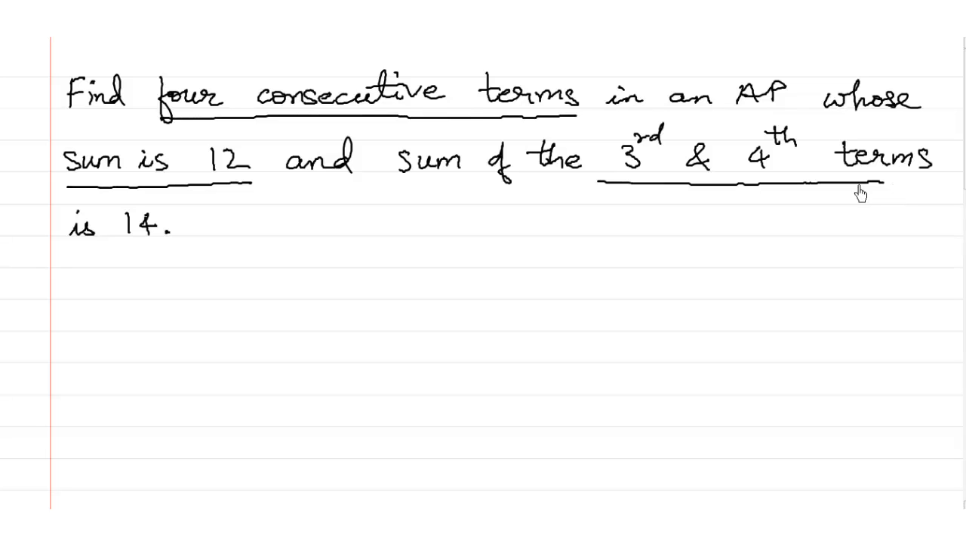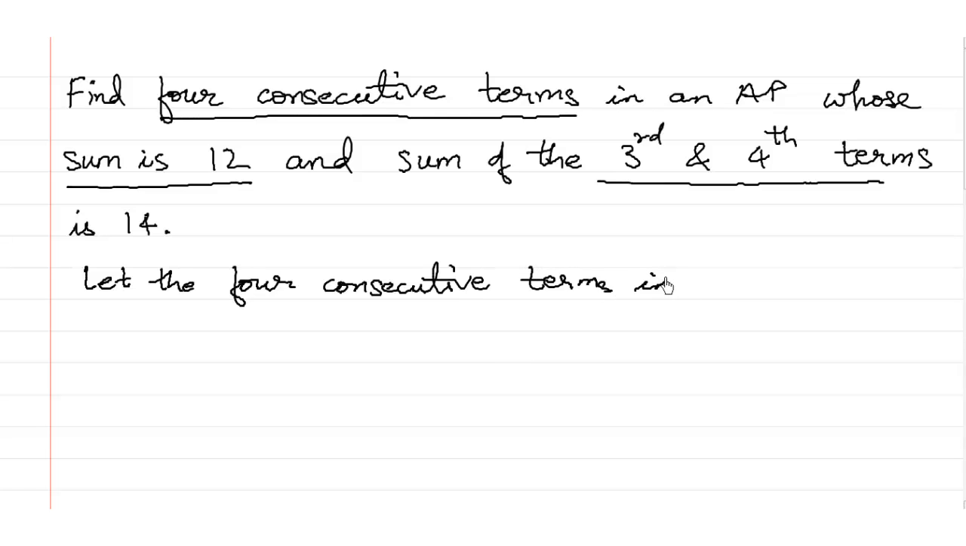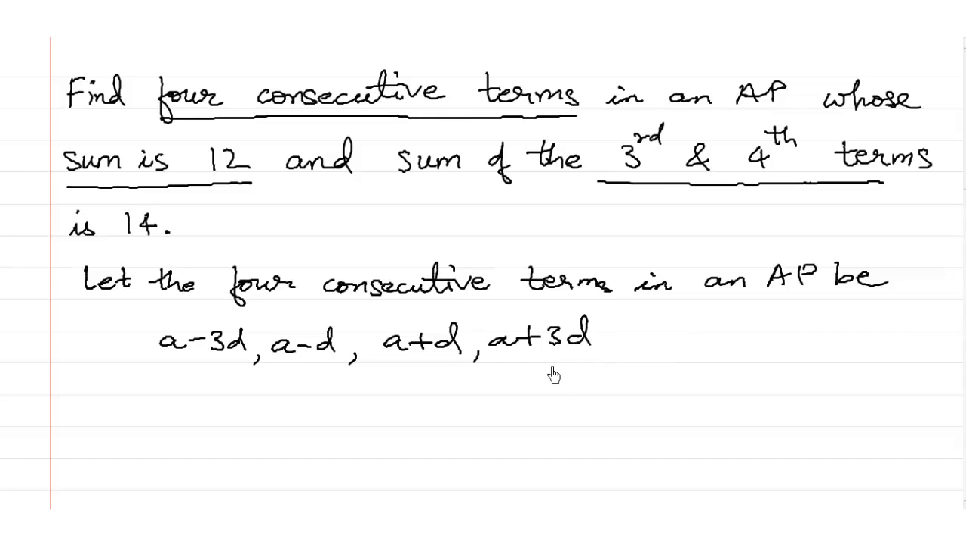So we have been told this, so we'll say let the 4 consecutive terms in an AP be: the second one would be A minus D, the third one would be A plus D, the first one would be A minus 3D, remember, and the last one would be A plus 3D. This is the special case.